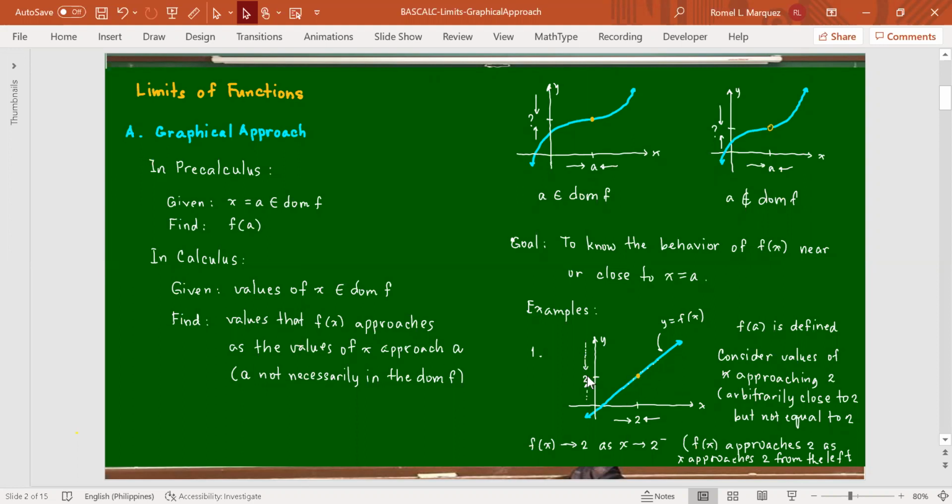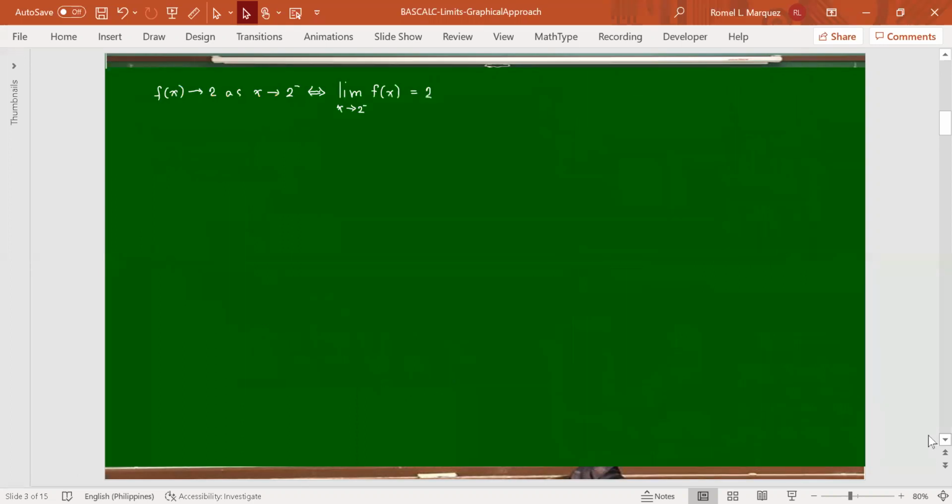So we call that the value approached by the function. And if there is a value approached by the function, we call that the limit. Okay? So we write that behavior: f of x approaches 2 as x approaches 2 from the right. And equivalently, we write the limit of f of x as x approaches 2 from the right, with a plus superscript above the 2. And that is equal to 2. Okay, guys?